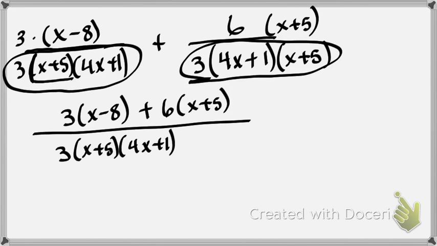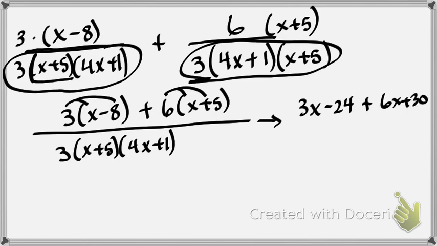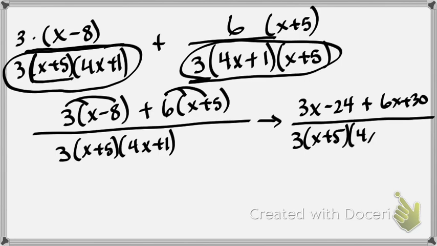Again, we need to simplify the top, which means distributive properties. So let's take this and distribute our 3. 3 times x is 3x. 3 times negative 8 is negative 24, plus, and then distribute the 6. 6 times x, 6 times 5, that's 6x plus 30. And then we will have our denominator just brought across, because it's not going to change. Combine like terms and we're finished.